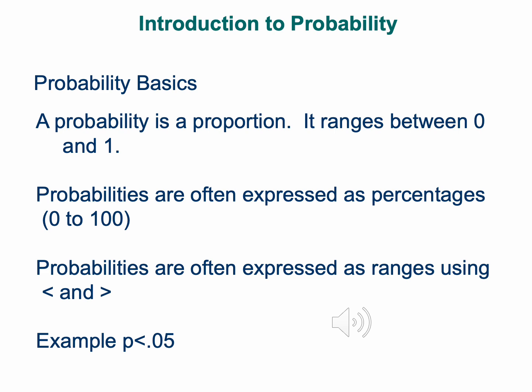Now, probabilities in statistics are often expressed in ranges using less than and greater than. A very common expression of probability in statistics is probability P less than 0.05. You'll hear that over and over and over again. What that means is the probability range is 0.05 or less. So it could be 0.03, 0.01, and so on. What you've expressed here is a cutoff of probability at 0.05 or 5%.